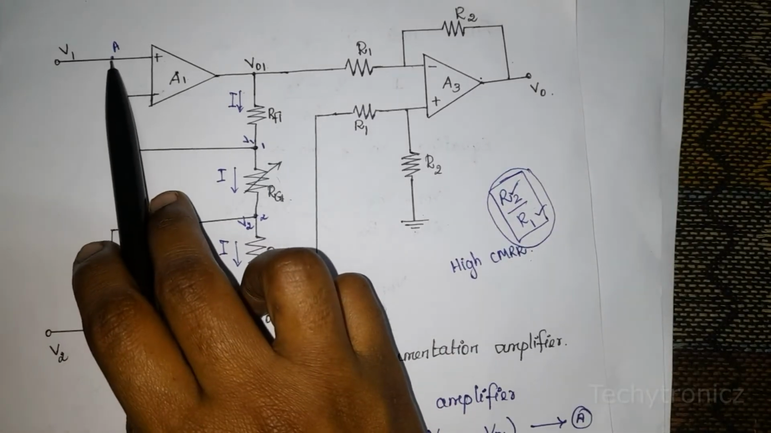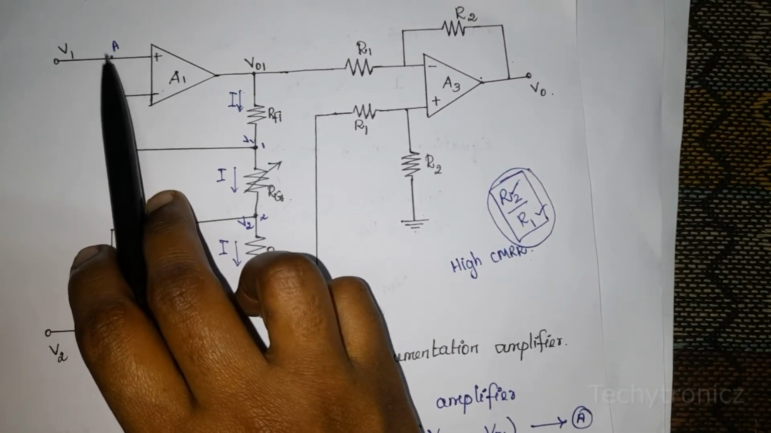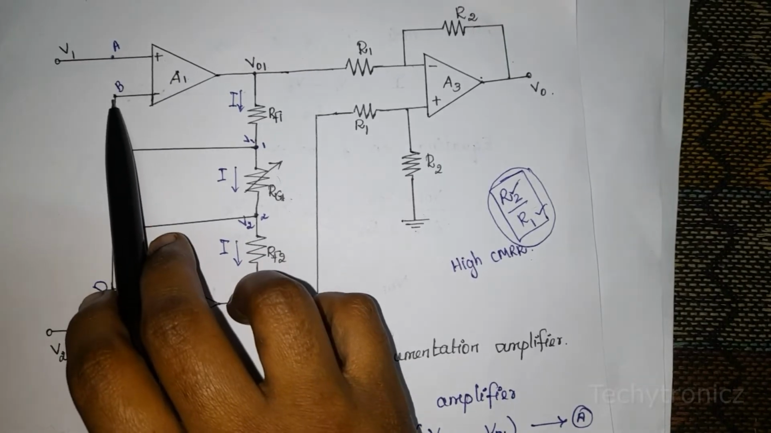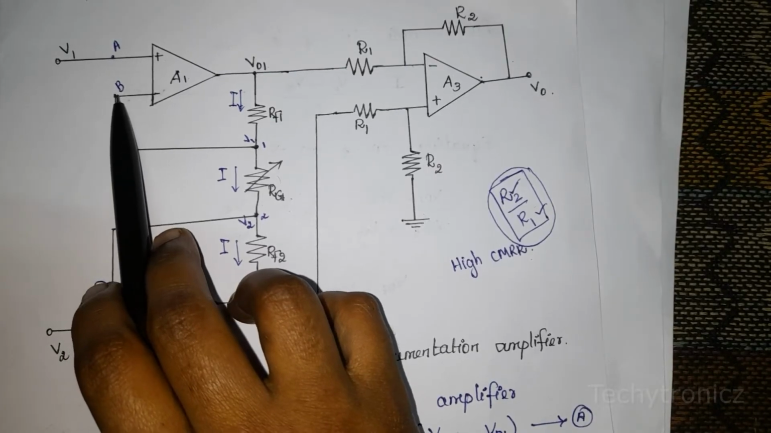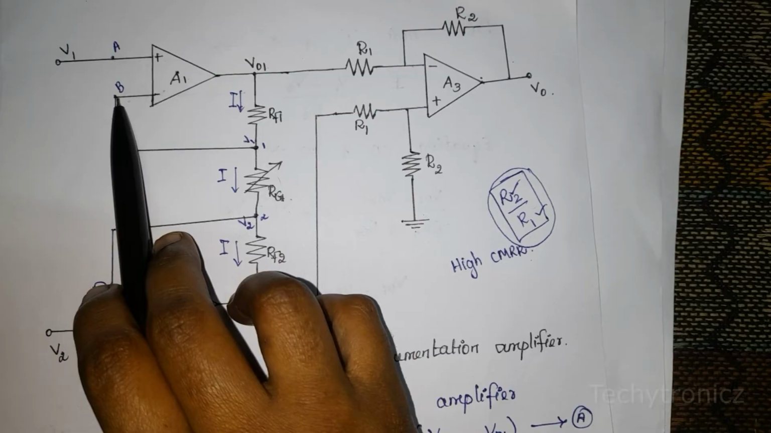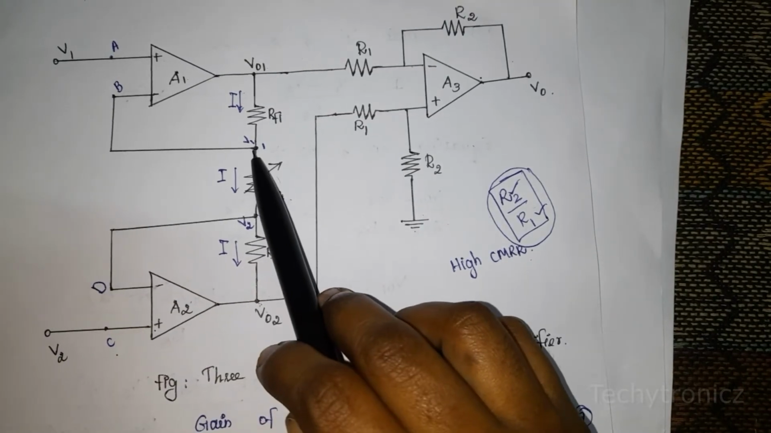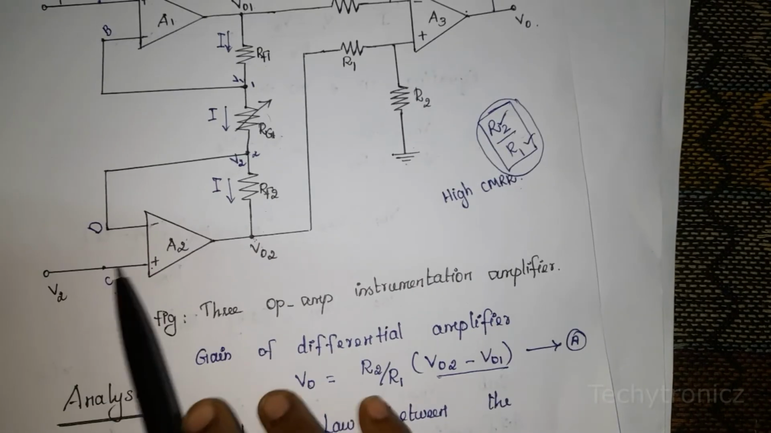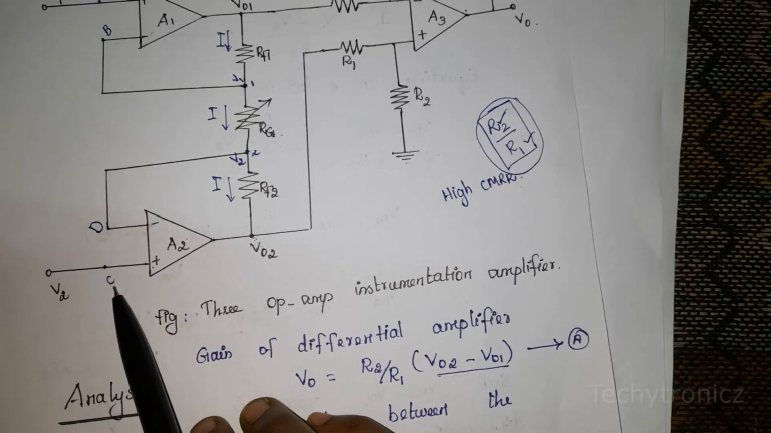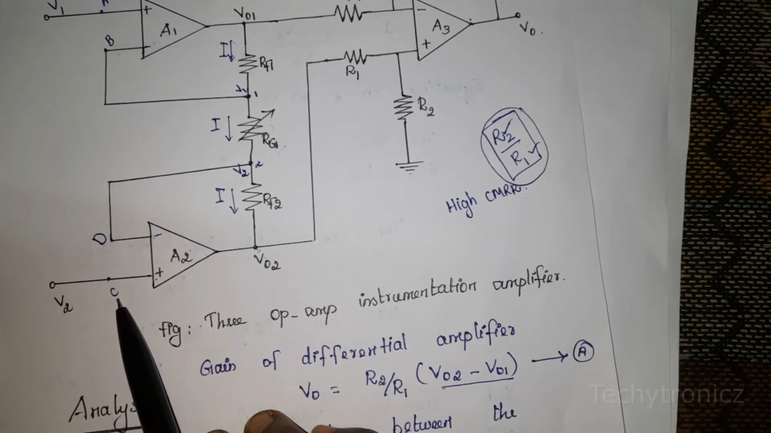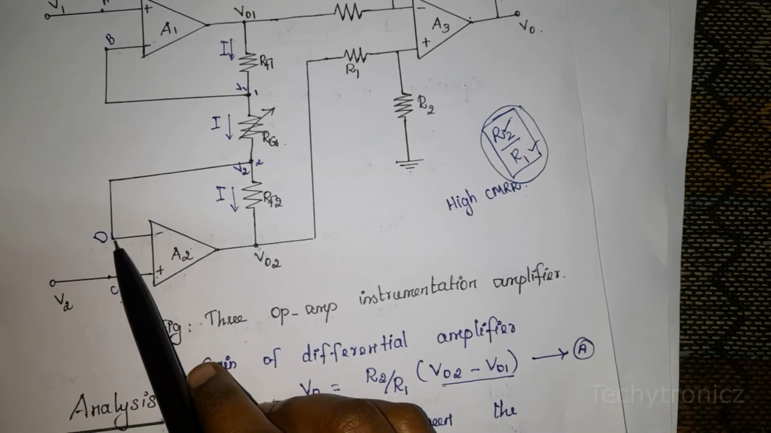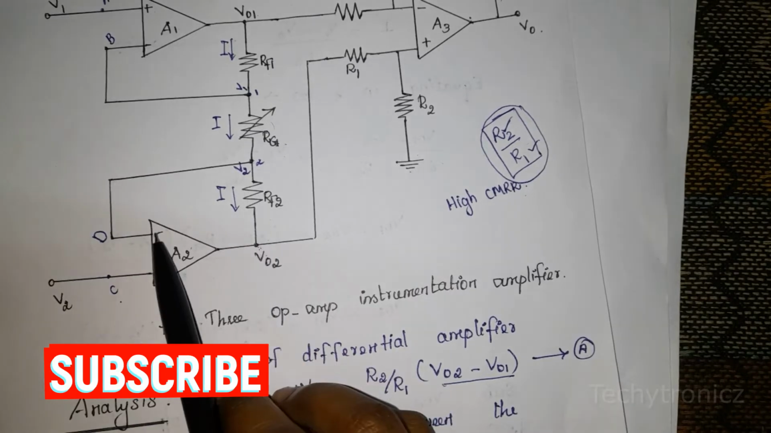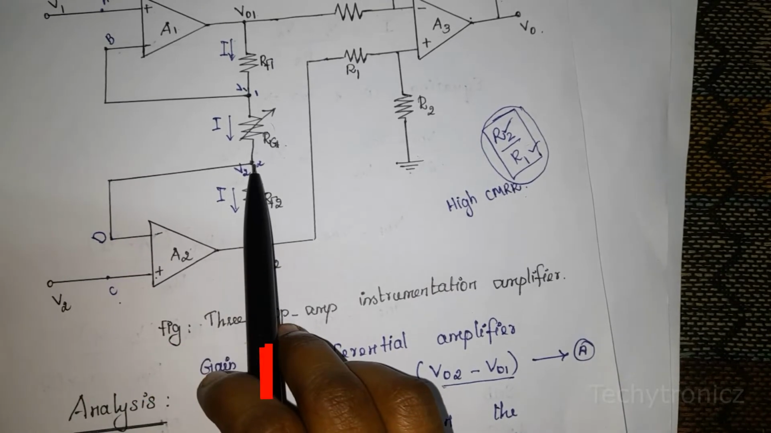So here the potential of node A of the op-amp is V1, so the input voltage is V1. The potential of node B is also V1, which means the node 1 voltage is also V1. And the potential of node C of the op-amp A2 is V2. The potential of node D is also V2. Hence, the potential of node 2 is also V2 because node D is connected to node 2.